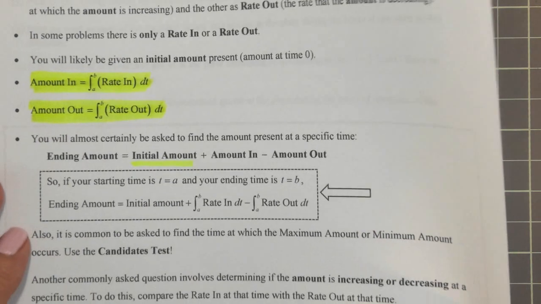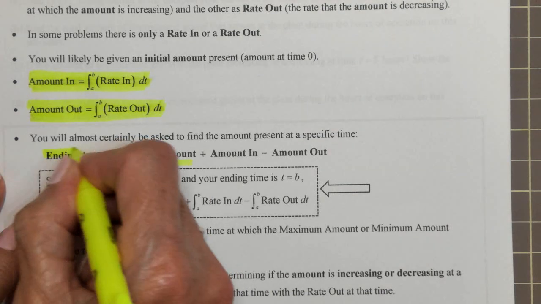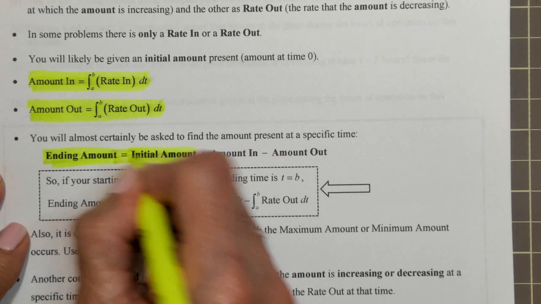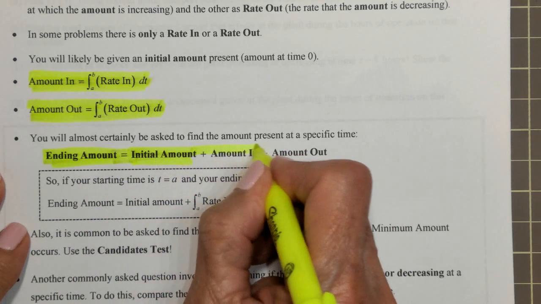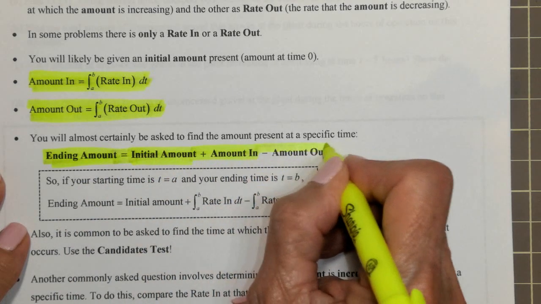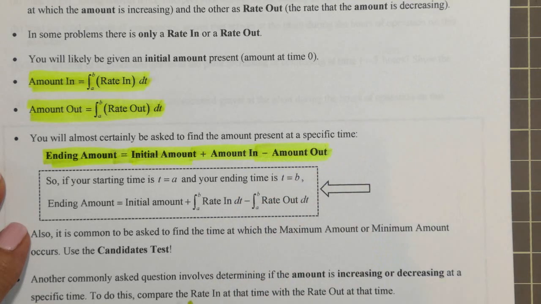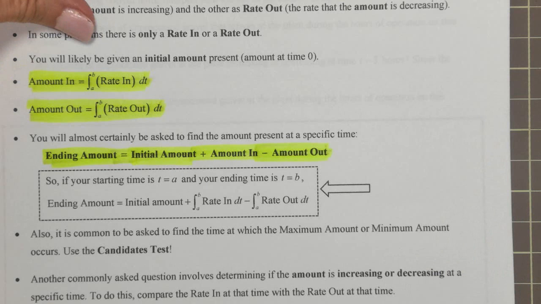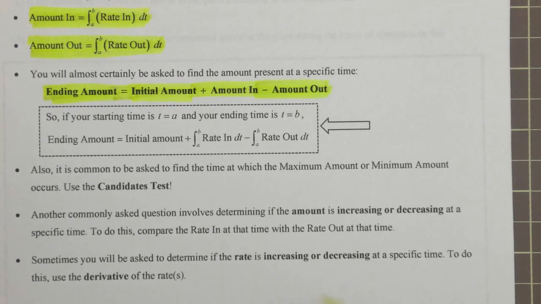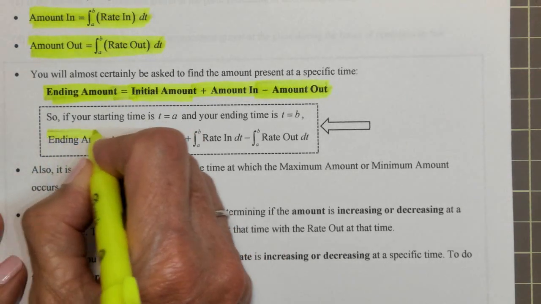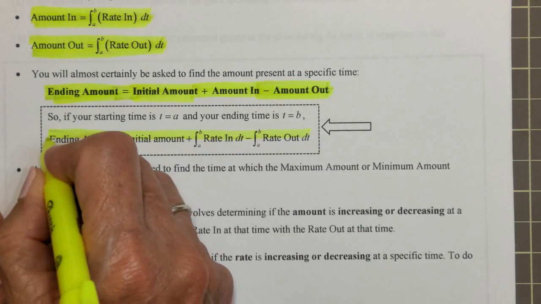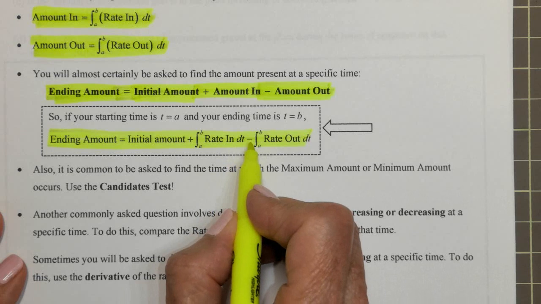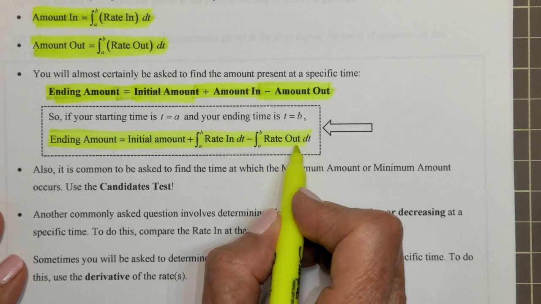That's important. Your ending amount is your initial amount plus the amount that came in minus the amount that went out. It just makes sense. So, in integral form, the ending amount is the initial amount plus the integral of the rate in minus the integral of the rate out.